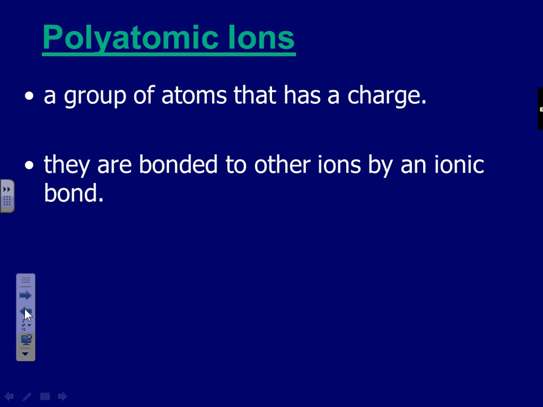So there are a group of atoms that have a charge, and let me explain what the group of atoms looks like. So I'm going to put a couple of examples down here underneath, and you can write this down.